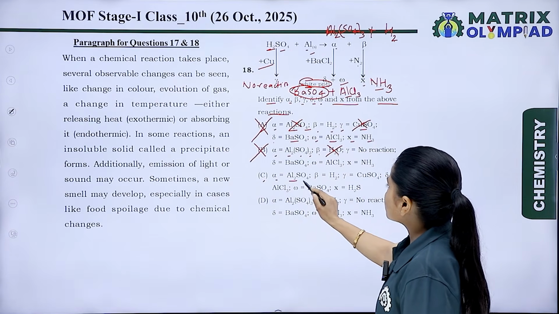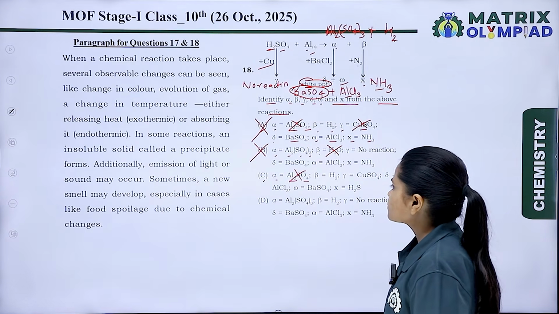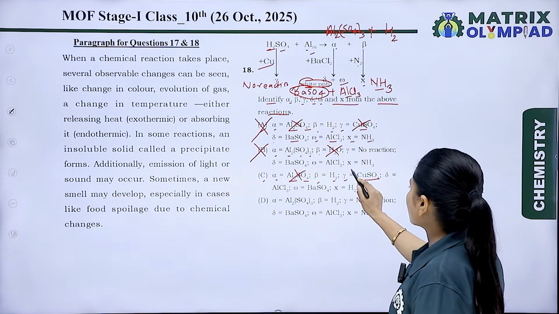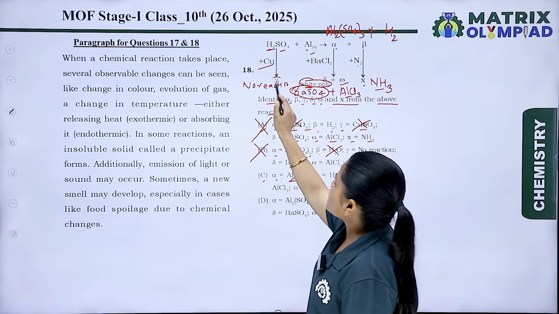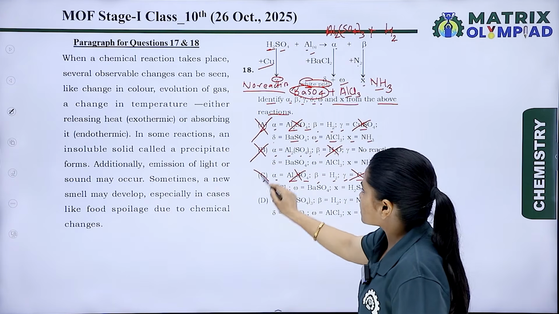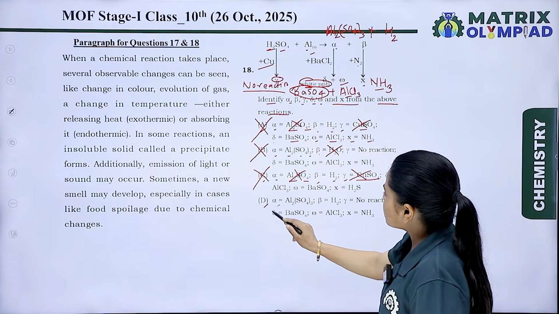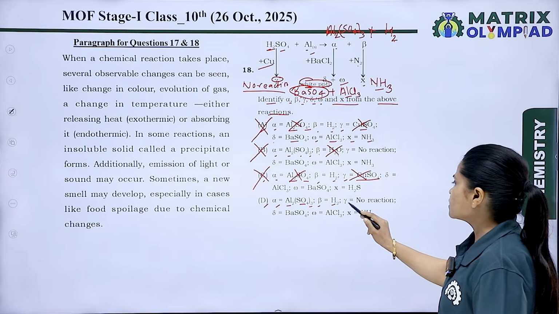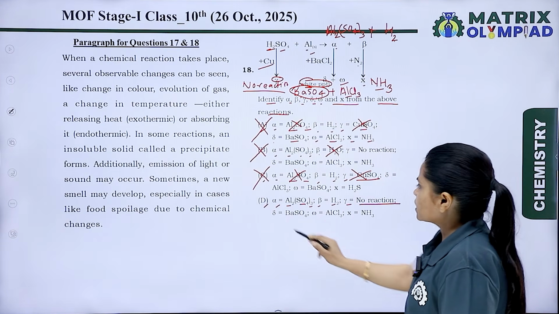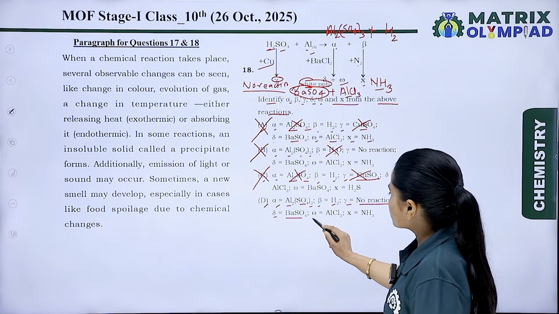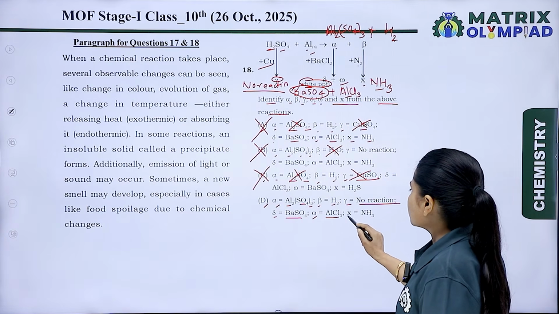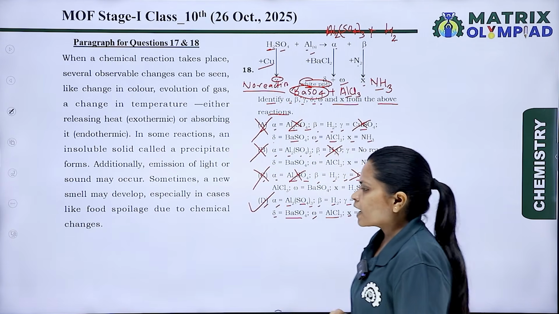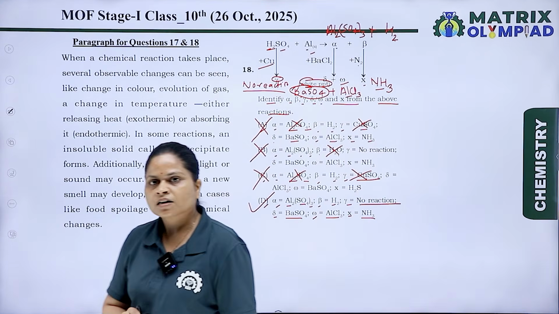C, alpha Al2SO4, again this is not the correct formula. Beta hydrogen, gamma CuSO4, no. Gamma is no reaction, so it is again wrong. D, alpha Al2(SO4)3, beta hydrogen, gamma no reaction, delta BaSO4, omega AlCl3 and X NH3. It is the correct option and correct answer for the question.